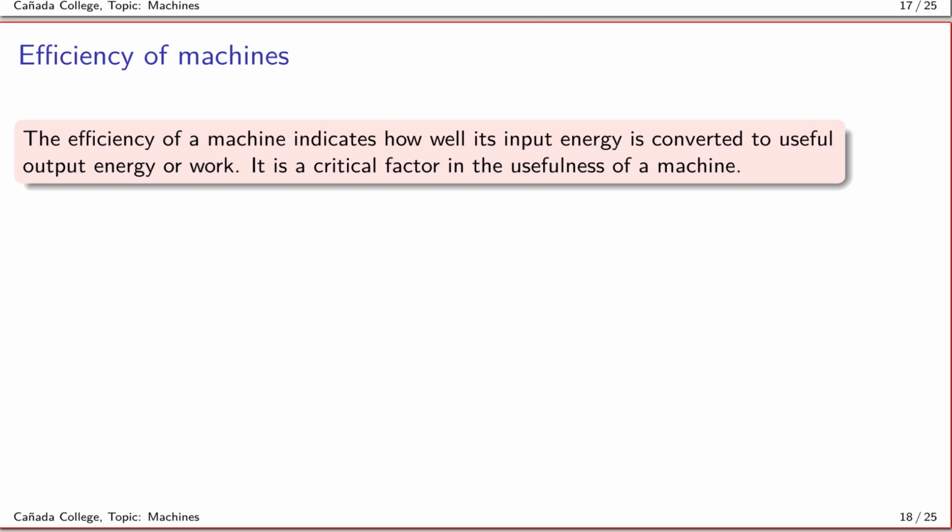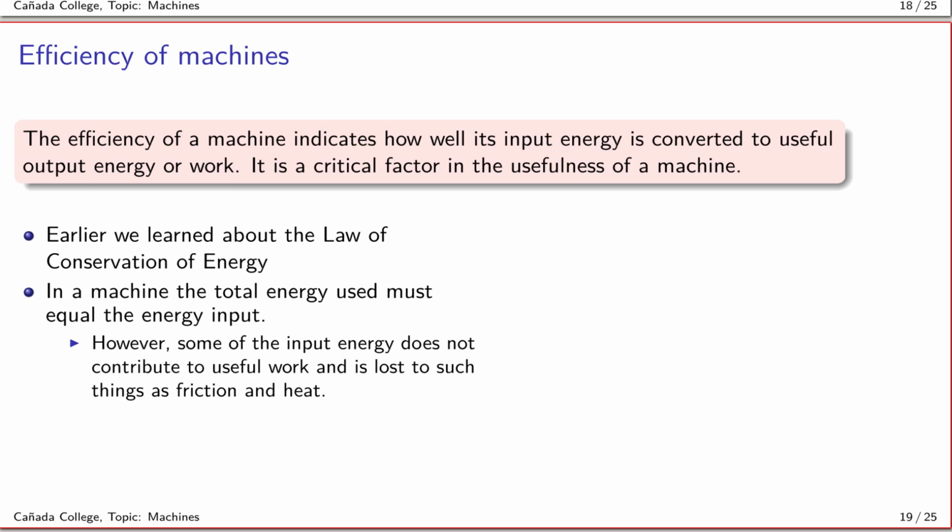So one of the important things about a machine is that the efficiency of a machine ultimately indicates how useful this machine is, right? And what it tells us also is that the efficiency is basically a measure of how well the energy that you input into the machine is utilized as useful work or output energy of the machine. And so this is of course a critical factor in the usefulness of a machine.